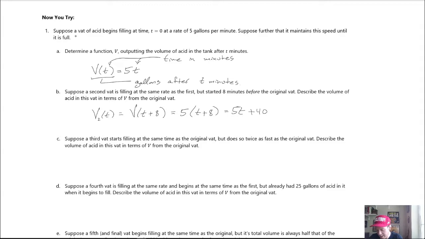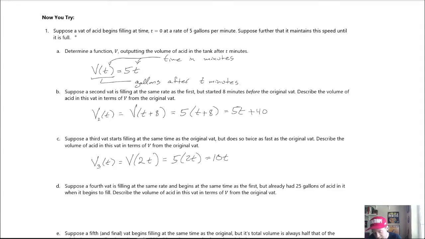All right, we have a third vat that starts filling at the same time as the original vat, but does so twice as fast as the original vat. So that's like part C in the last one. And this V sub 3, the volume of this third vat of acid, is going to be like the volume of the first one, but time is moving twice as fast because the rate of filling is twice as high. So I'd say V of 2t there. And if I simplified this, I would get 5 times 2t, and that's 10t.